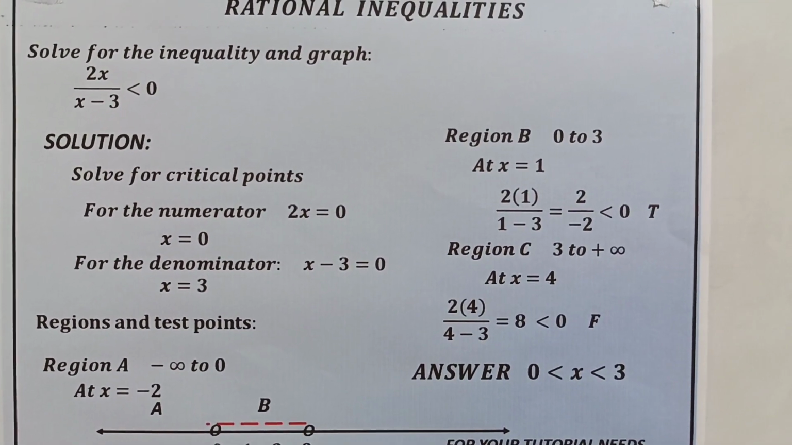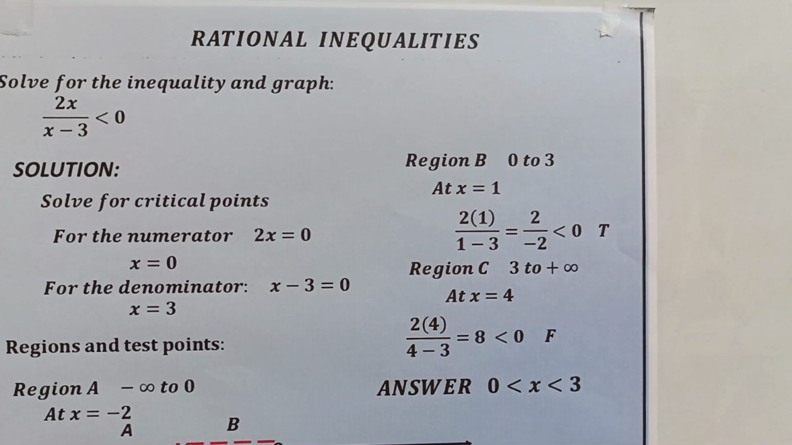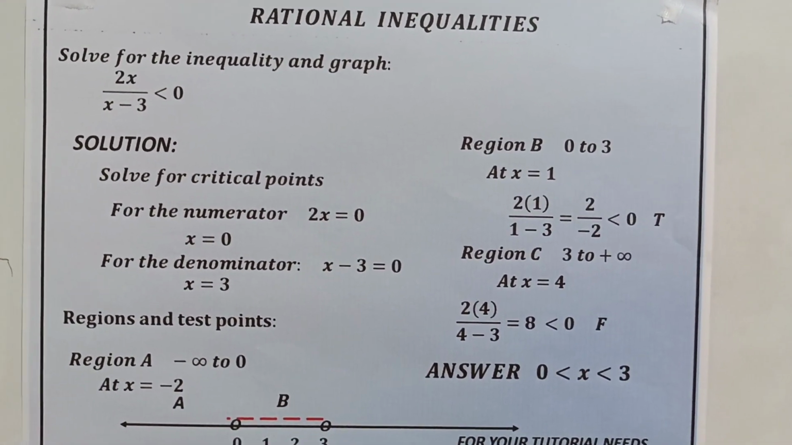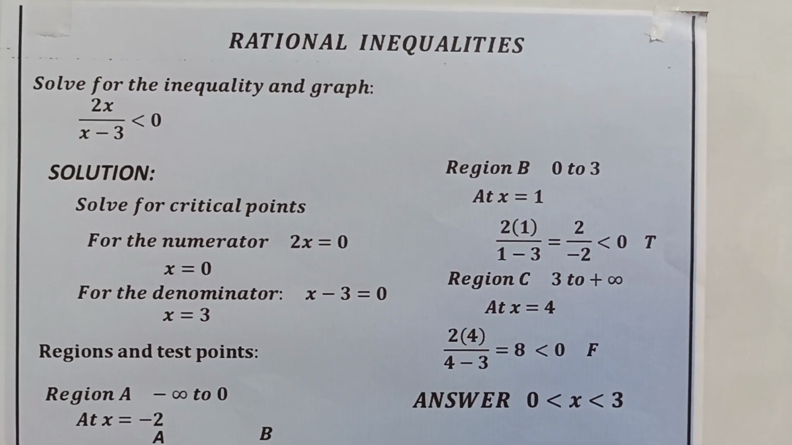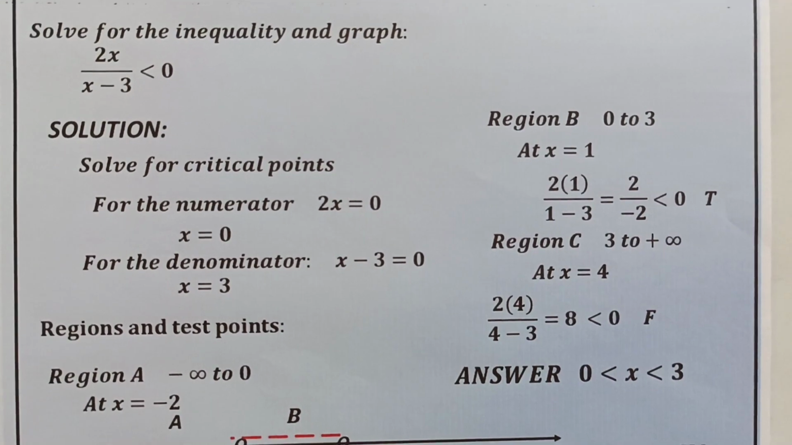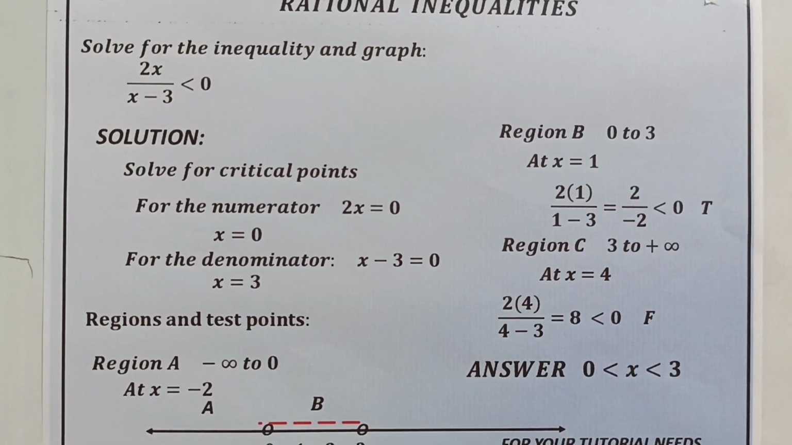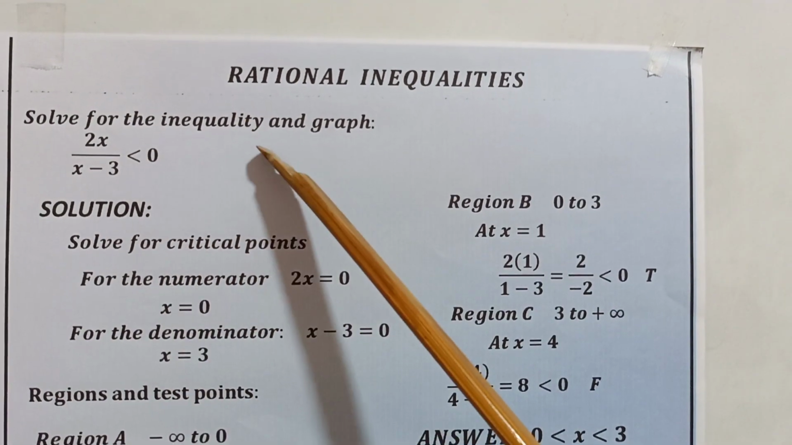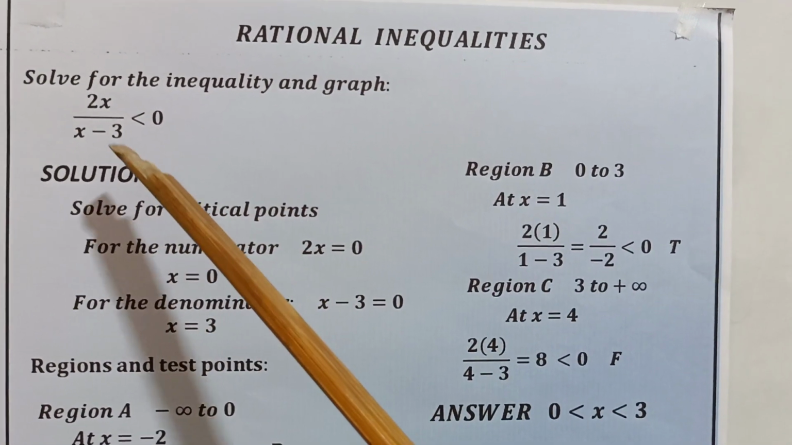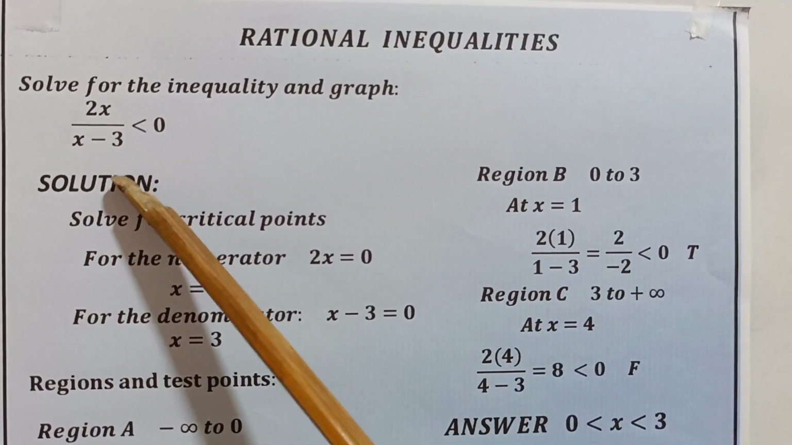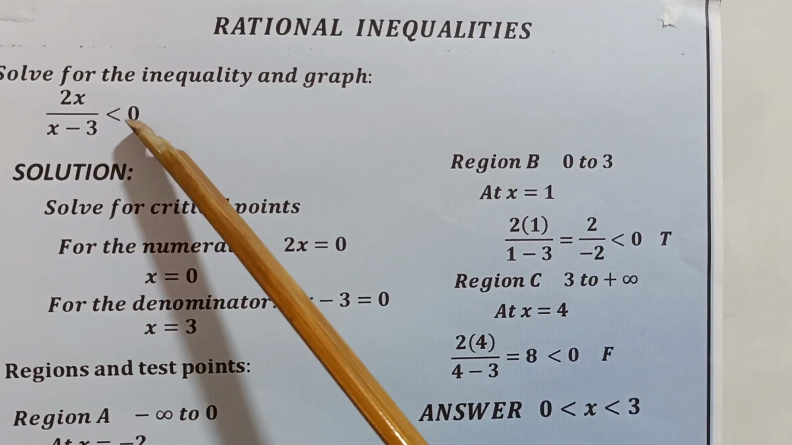Today we're going to discuss two problems on rational inequalities. And also, after solving for the value of x, we're going to graph the solution set on a number line. So the first problem here, we're asked to solve the inequality and graph it: 2x over x minus 3 is less than 0.